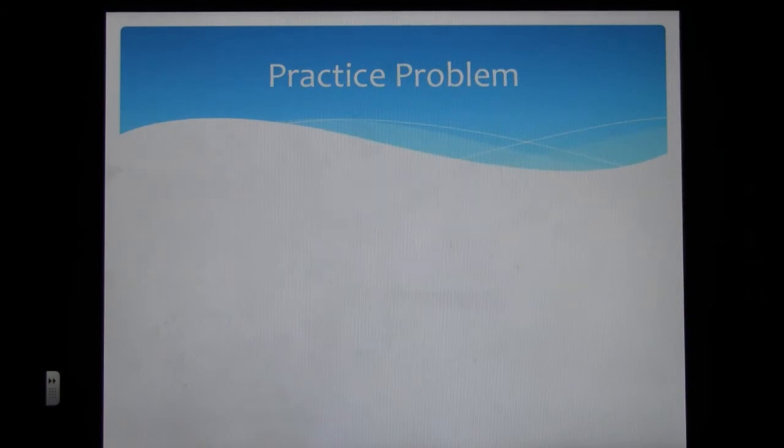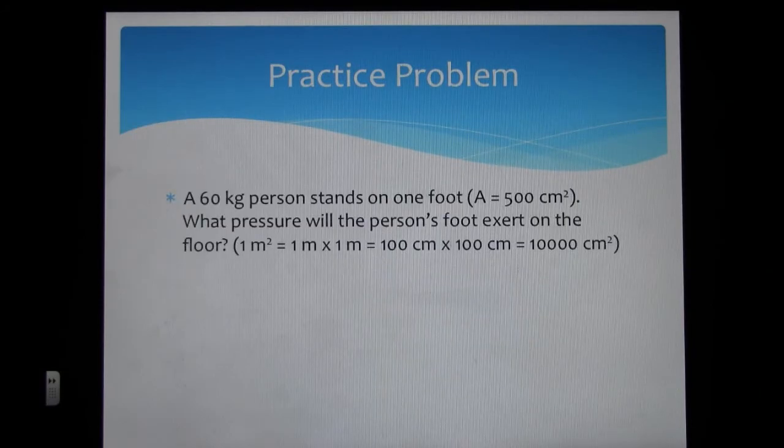Let's calculate the pressure. A 60-kilogram person stands on 1 foot that has an average area of 500 centimeters squared. What pressure will the person's foot exert on the floor? Notice I've also given you the conversion factor to go from centimeters squared to meters squared, or the other way. Pause the video for time to work on the solution.